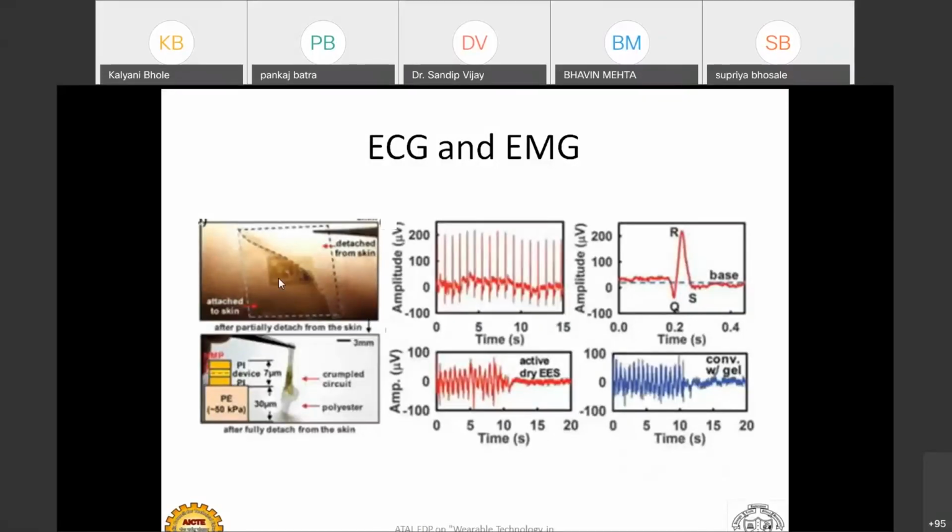So this is one example, ECG and EMG. This is the ECG sensor. You can see this is the signal acquired from the sensor placed here. The sensor is attached to the skin, and this is the ECG signal. Again, another example is EMG. This is the EMG signal. This is the EMG electrode, and this is how it looks. This is dry, and this is with gel.